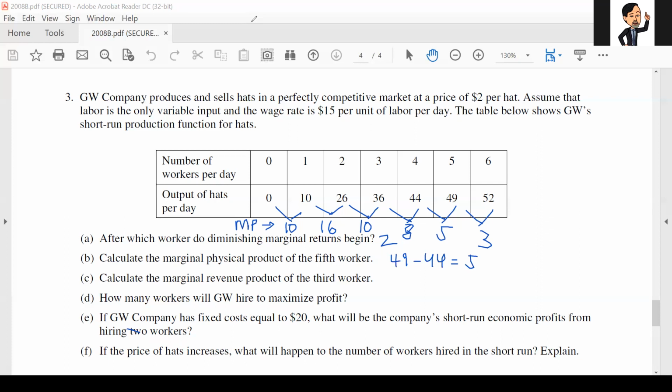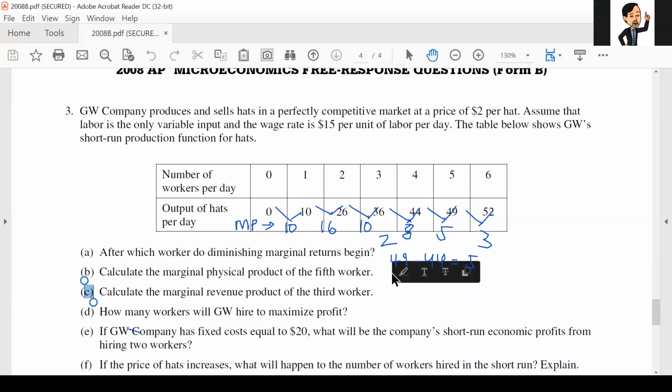Calculate the marginal revenue product of the third worker. Marginal revenue product is how much extra money is coming in from the production of this worker. So how many extra hats do I get from the third worker? I get 10 extra hats, correct? How much can I sell each of those hats for? $2. So I get 10 hats times $2. Can somebody do the math for me? 20. Excellent. Well done.